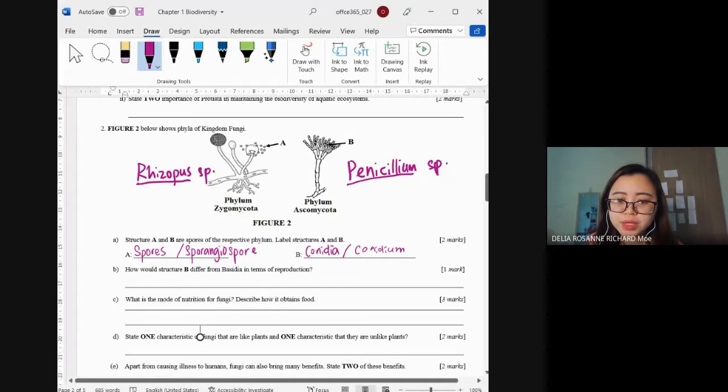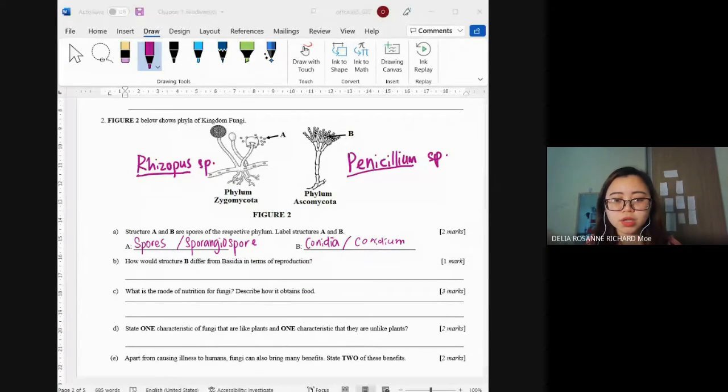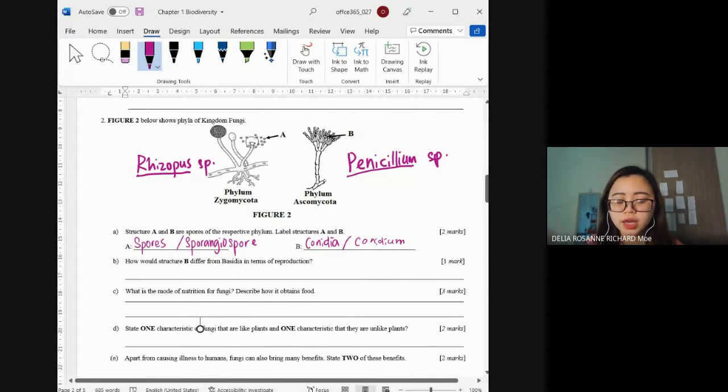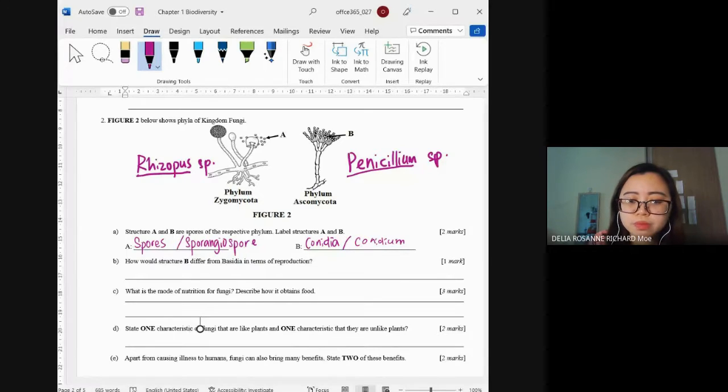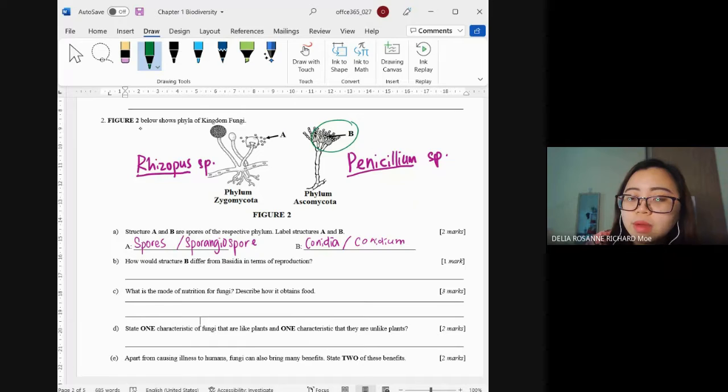Now question 2B, I answered this before in last week's Google Meet because I think Marnie was the person who asked. Okay, ada orang tanya and then saya terus jawab. Okay, question B, how would structure B differ from Basidia in terms of reproduction? So this is from phylum Ascomycota. Dia punya B ini memang untuk asexual reproduction.